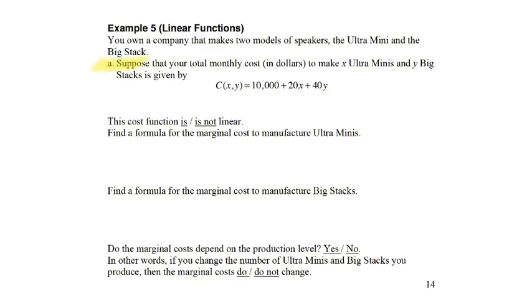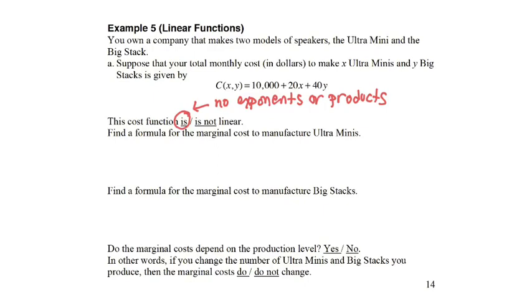Part A. Suppose that your total monthly cost in dollars to make X Ultra Minis and Y Big Stacks is given by this function. So is this cost function linear or not linear? You tell me. It is linear, because there are no exponents or products within this. The X and the Y are separate and they're not to a power.